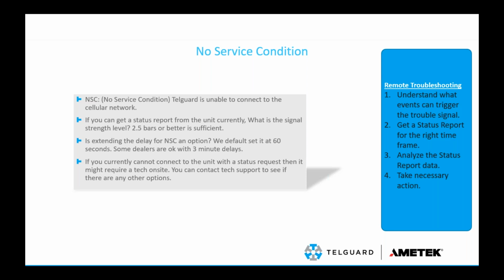Maybe the unit's showing no service condition 10 times a day, and you're looking at the time it's reported versus the time that you're seeing in the status report, and that'll tell you how long it was down. So if you're seeing that it's consistently down maybe 1 minute and 15 seconds every time it goes down, some of our dealers are okay with extending that delay to 3 minutes.